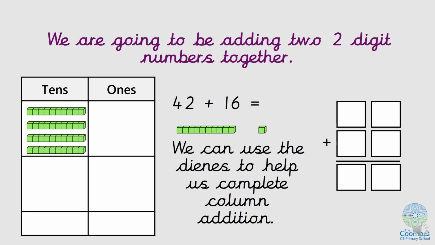And how many ones in 42? There are 2 ones. 1, 2. And let's just check we've got 42. 10, 20, 30, 40, 41, 42. Brilliant, well done. And let's put it into our column addition as well. So our number that goes into our column addition at the top is 42.